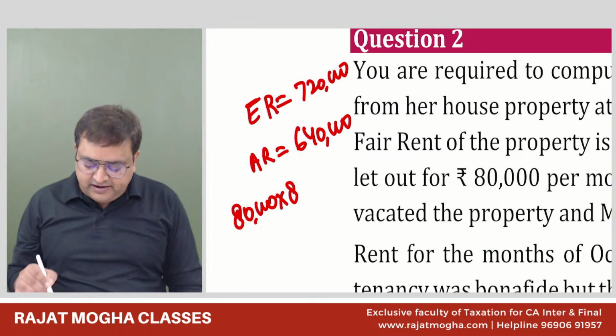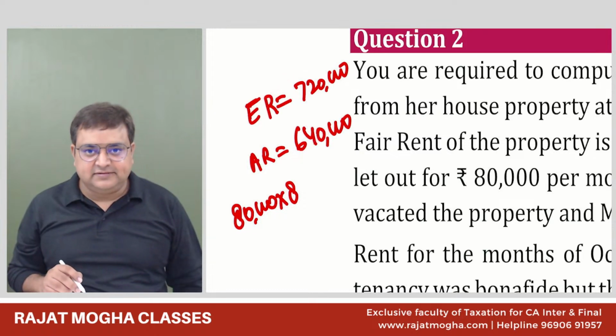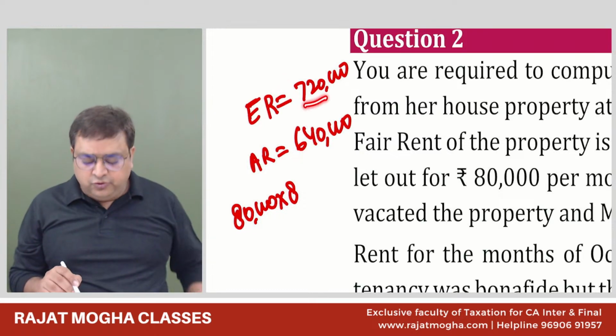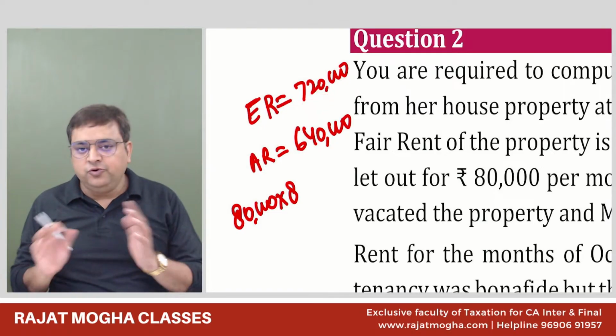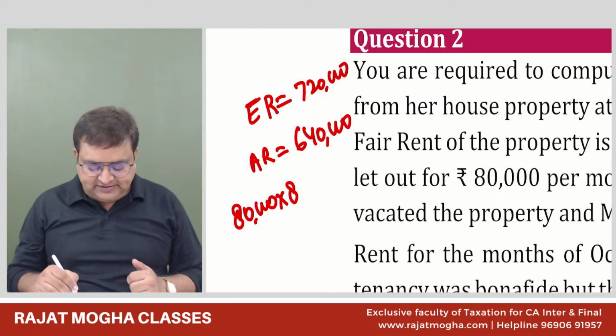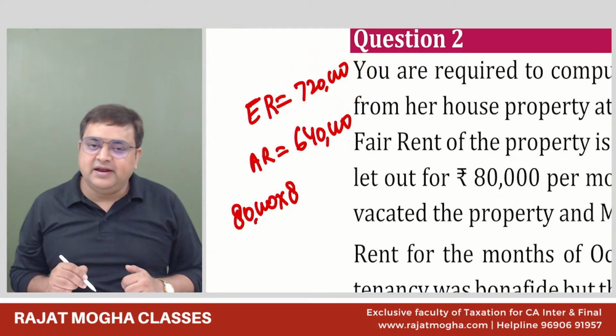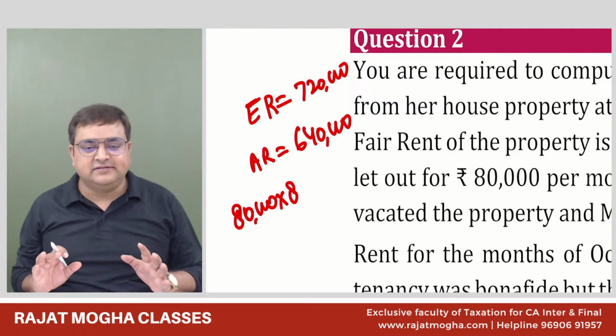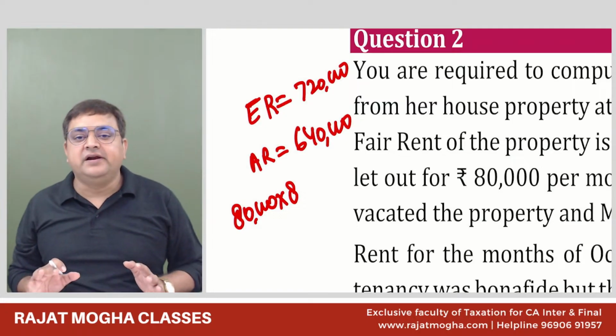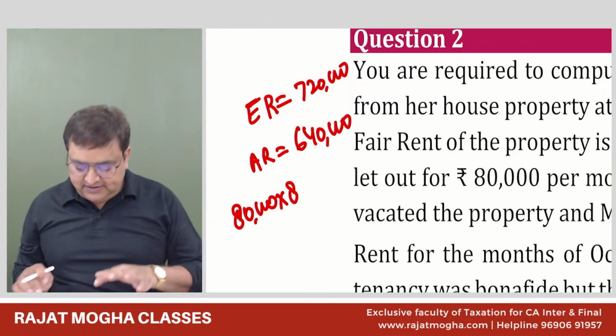Okay. Expected rent is this. Actual rent is this. Do we need to compute anything regarding vacancy? No, because there is no vacancy. Whichever is higher, we will take 720. There is no vacancy, guys. There is no proportionate expected rent we will calculate because there is no vacancy.